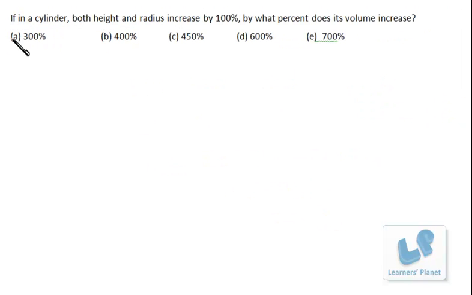Now let's try this percentage based mensuration problem. If in a cylinder both height and radius increase by 100%, by what percent does its volume increase? Now volume is a cubic quantity. What is the formula for the volume of a cylinder? That is pi r square h. Now friends, this sort of problem we have discussed in our percentage and mensuration sessions. Do attend those sessions so you'll be able to do this sort of problem even mentally.